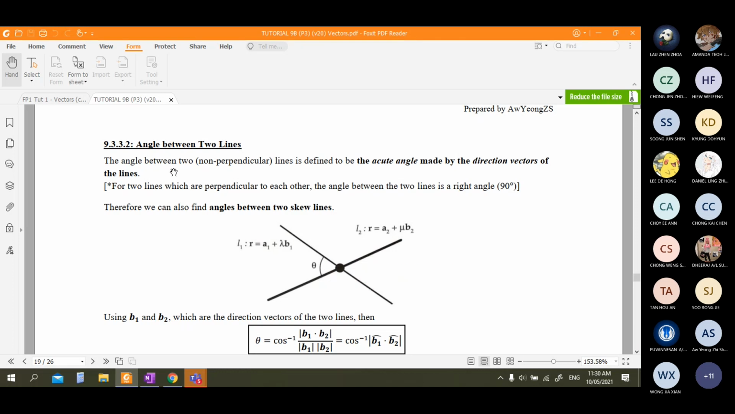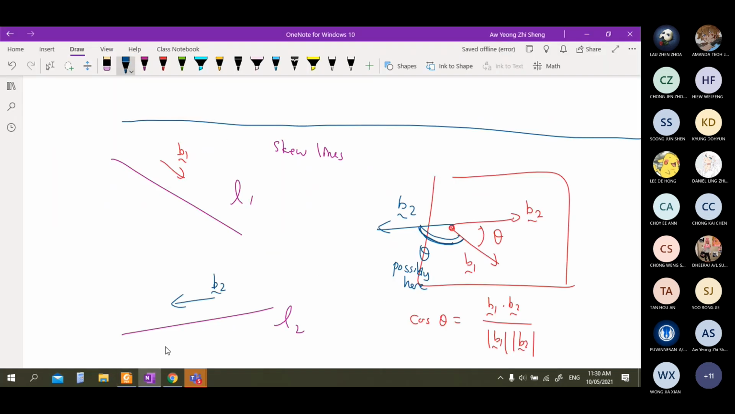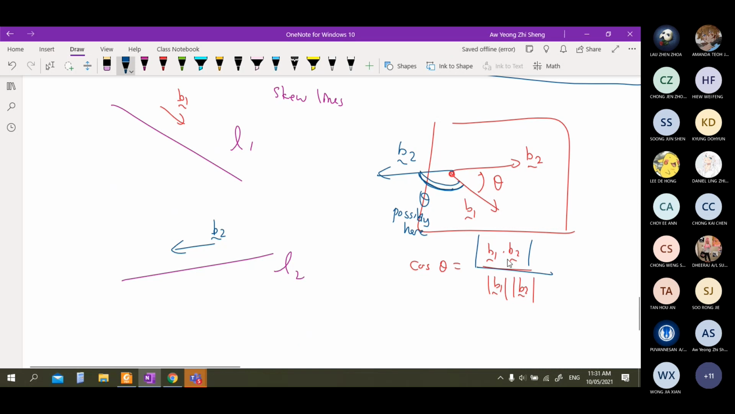But the issue is that in the first sentence here, they define the angle between two lines to be an acute angle. So to ensure that your answer becomes acute, you just need to put modulus around the numerator, to ensure that the fraction on the right hand side becomes positive. And then when you take cos inverse of a positive number, you will get an acute angle.